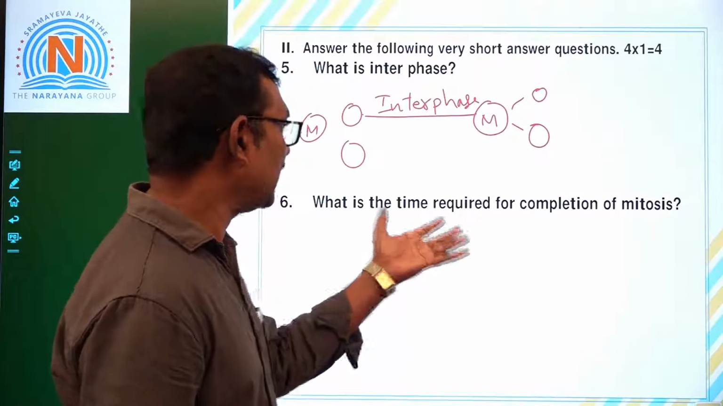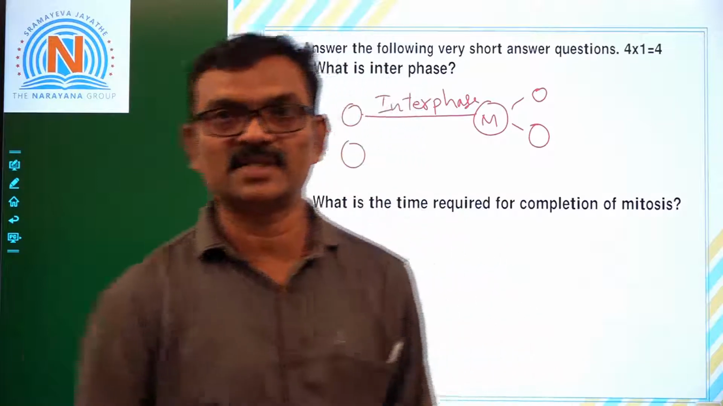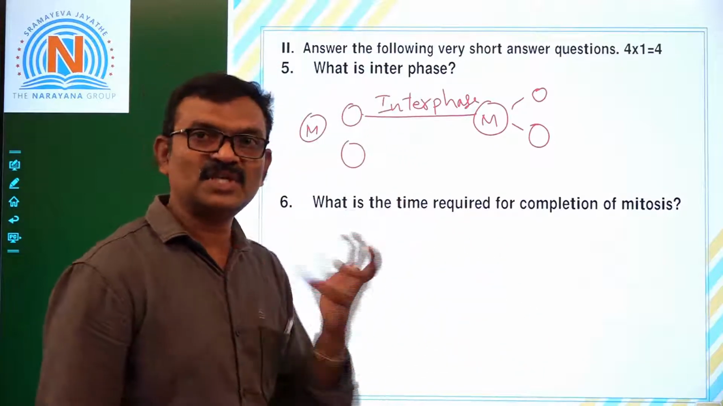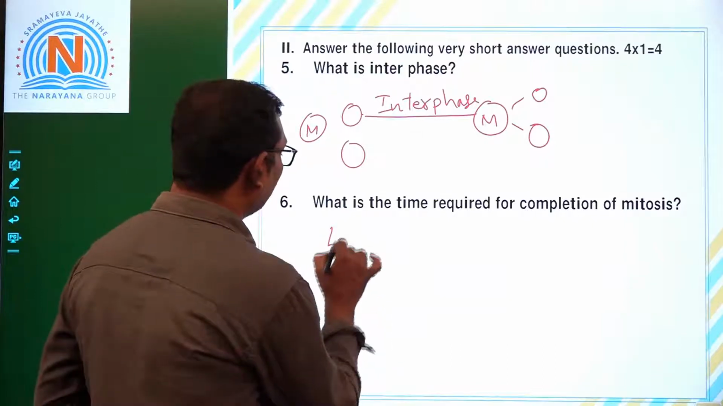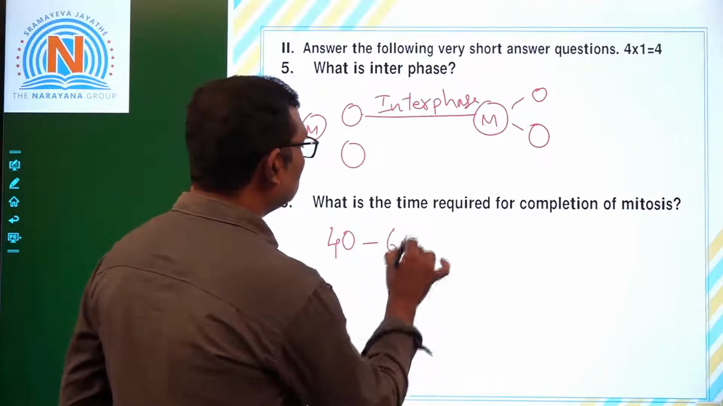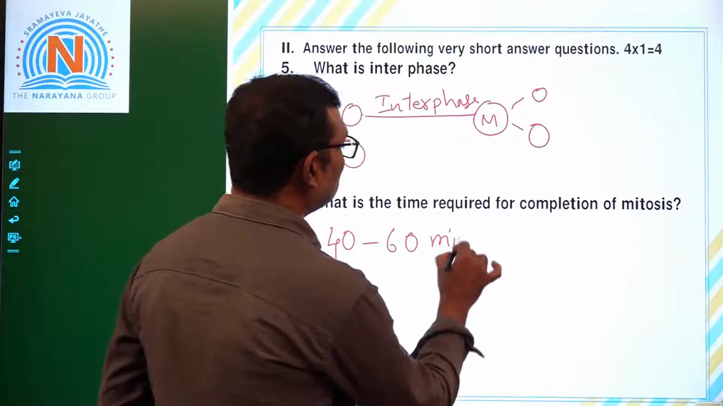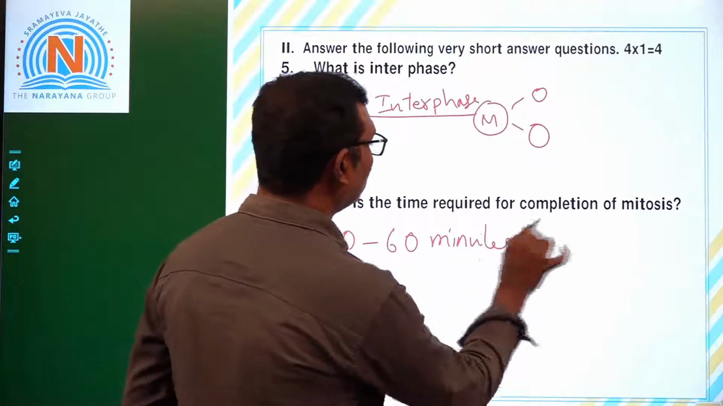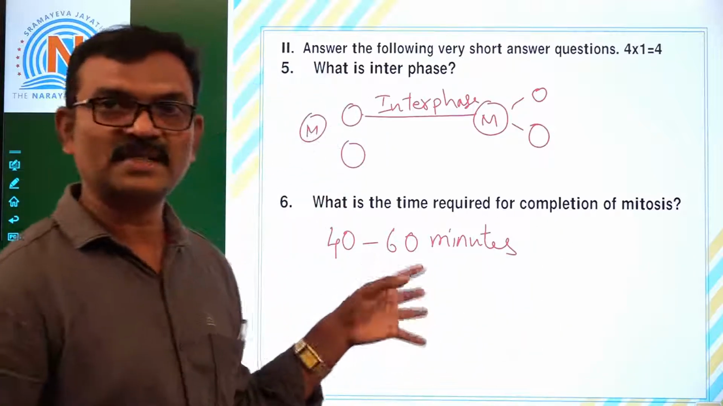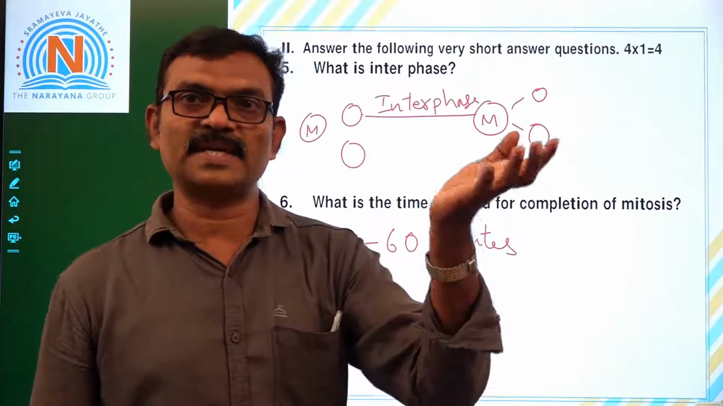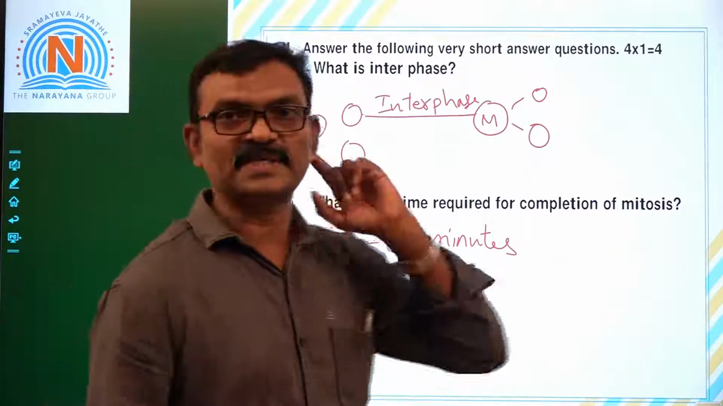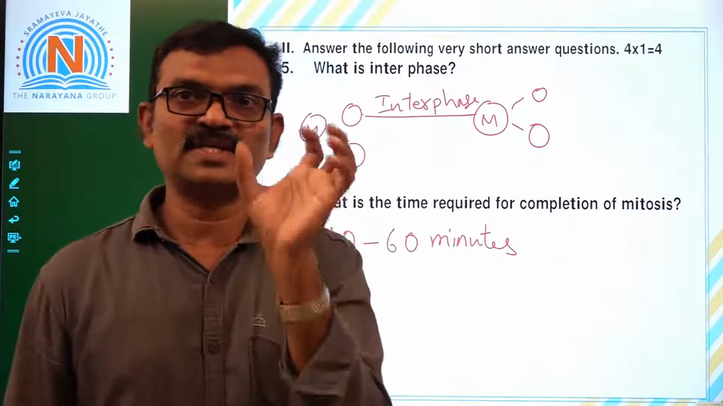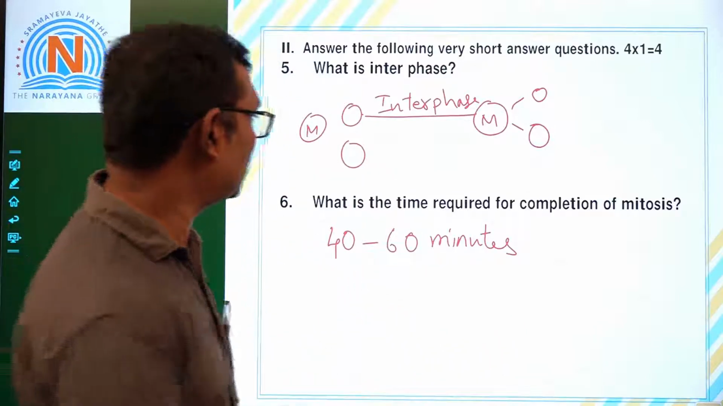Now, what is the time required for completion of mitosis? The division of a cell is called mitosis, and it takes nearly 40 to 60 minutes. That means some divisions may be completed in 40 minutes, some in 50 minutes, and some in 60 minutes, but the time is between 40 to 60 minutes.